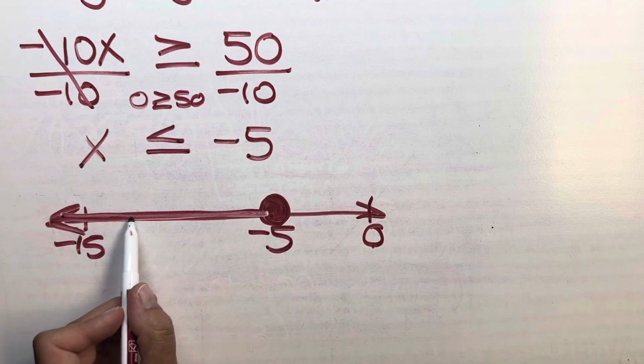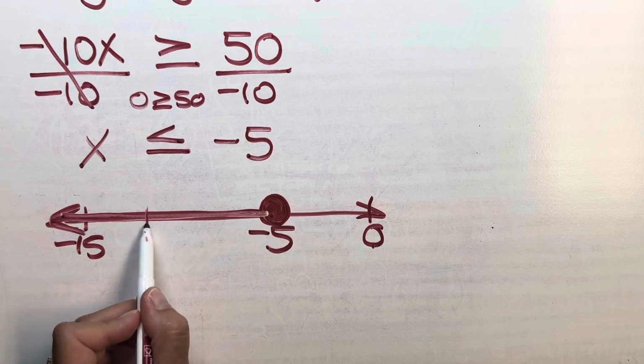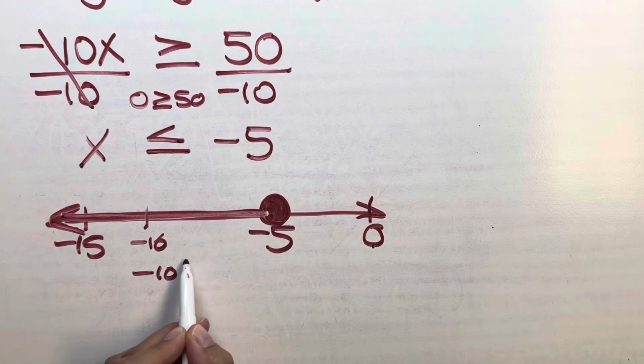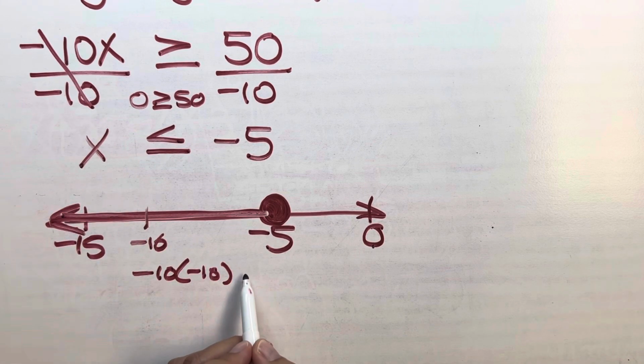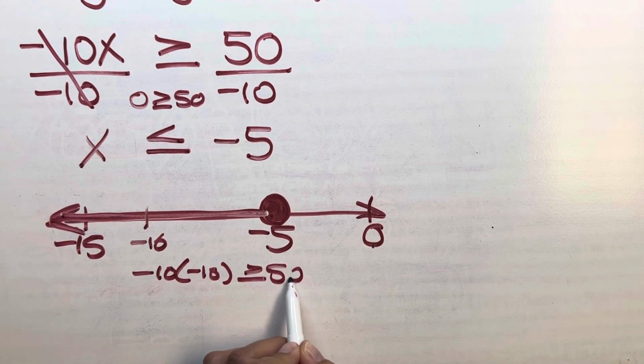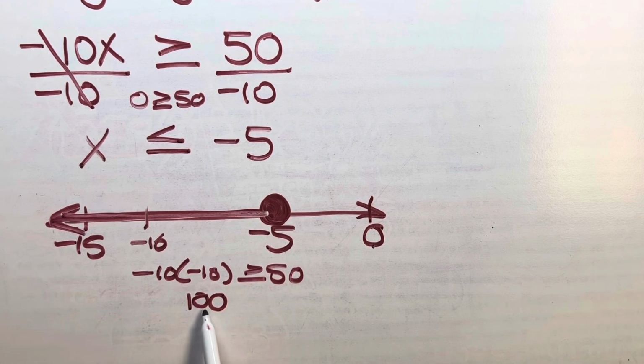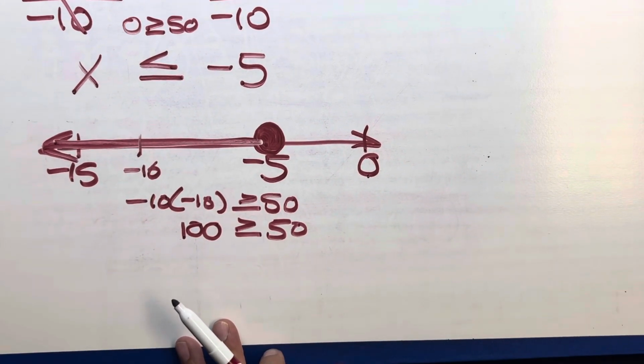But if I choose a number like negative 10, let's say, that's one of the numbers that would be in here. Negative 10 times my other negative 10, would that be greater than or equal to 50? I would get 100, and it's positive. Is 100 greater than or equal to 50? Sure, 100 is greater than or equal to 50. So I know that I shaded in the right direction this time.